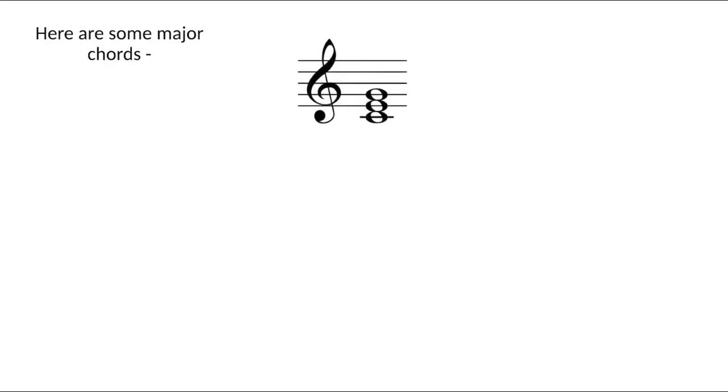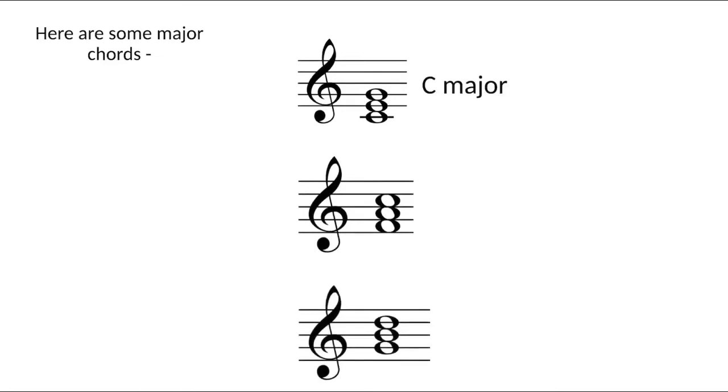Starting off then with major chords, C, F, G. So these are the basic type of major chords. Sometimes we call them triads because they comprise 3 notes. So major chords.